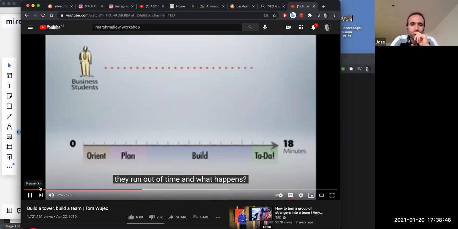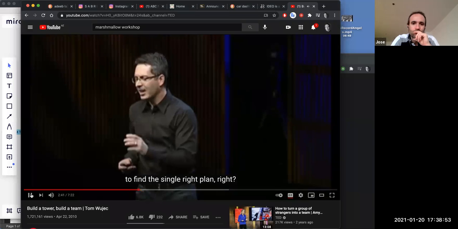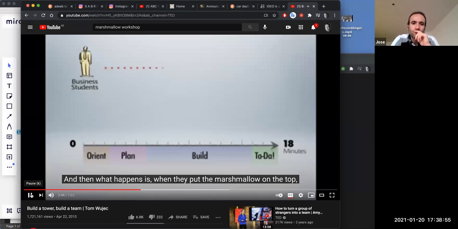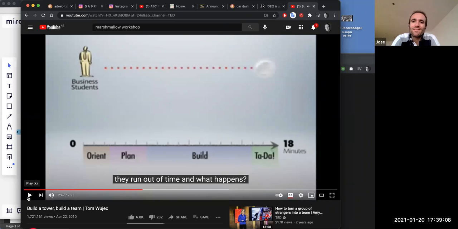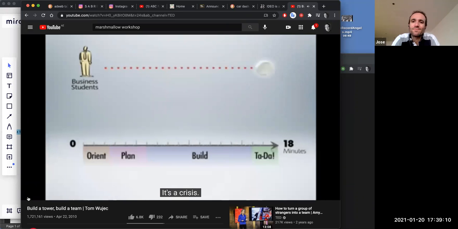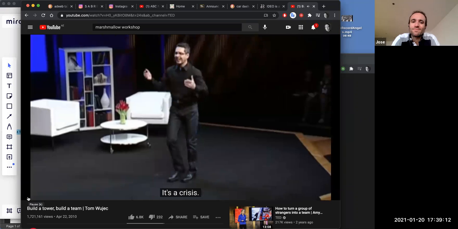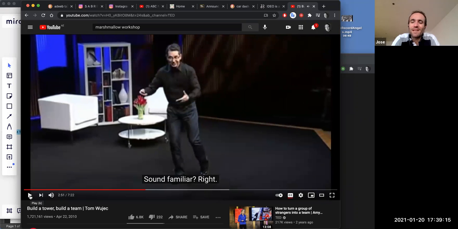So business students, what they do is they spend a lot of time planning, right? That's what we teach you here. Plan, plan, plan, plan. Planning is important. Put the marshmallow on top, they run out of time, and what happens? It's a crisis. Yeah, that's what actually happens. Most of the engineers, business students, and so on.